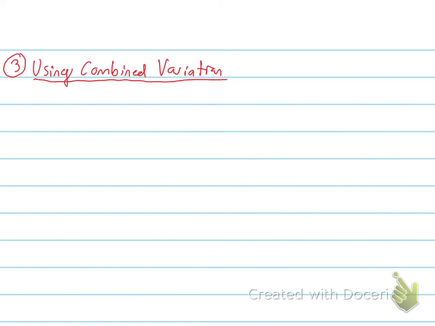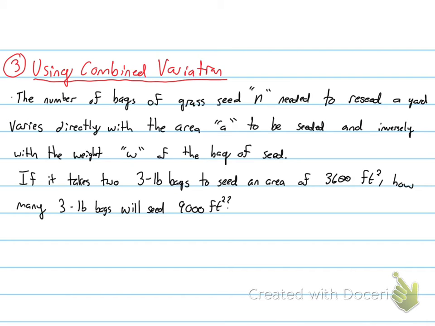Now finally, let's look at using combined variation. So let's look at a word problem where this could be helpful. The number of bags of grass seed N needed to reseed a yard varies directly with the area to be seeded and inversely with the weight of the bag of seed. So I got a couple different variables going on here. If it takes 2 3-pound bags to seed an area of 3,600 feet, how many 3-pound bags will seed 9,000 feet?